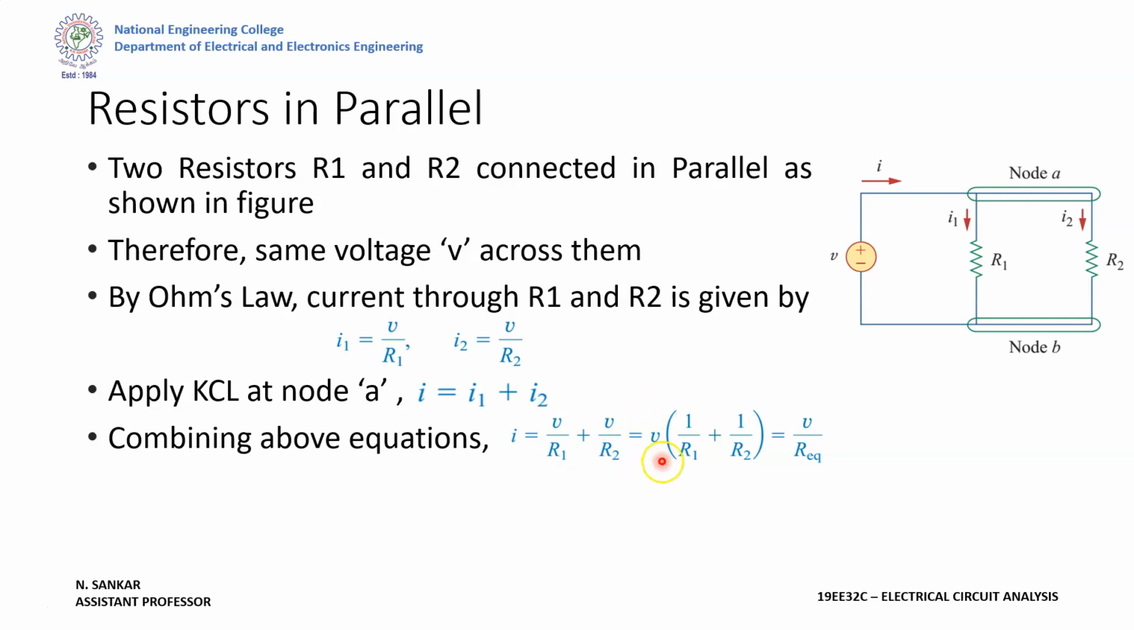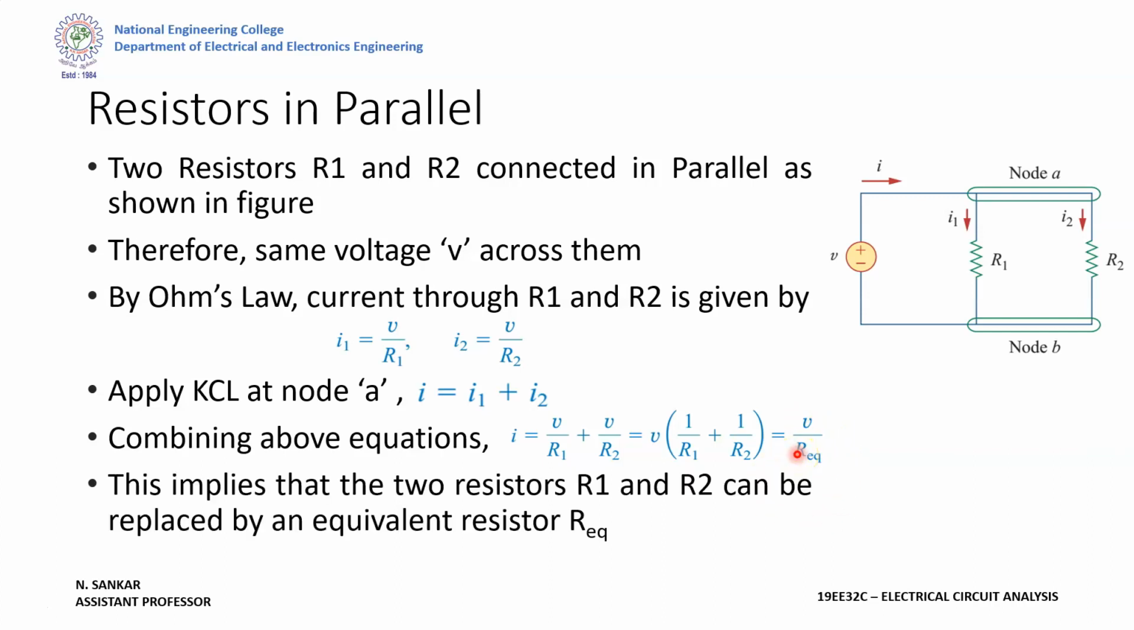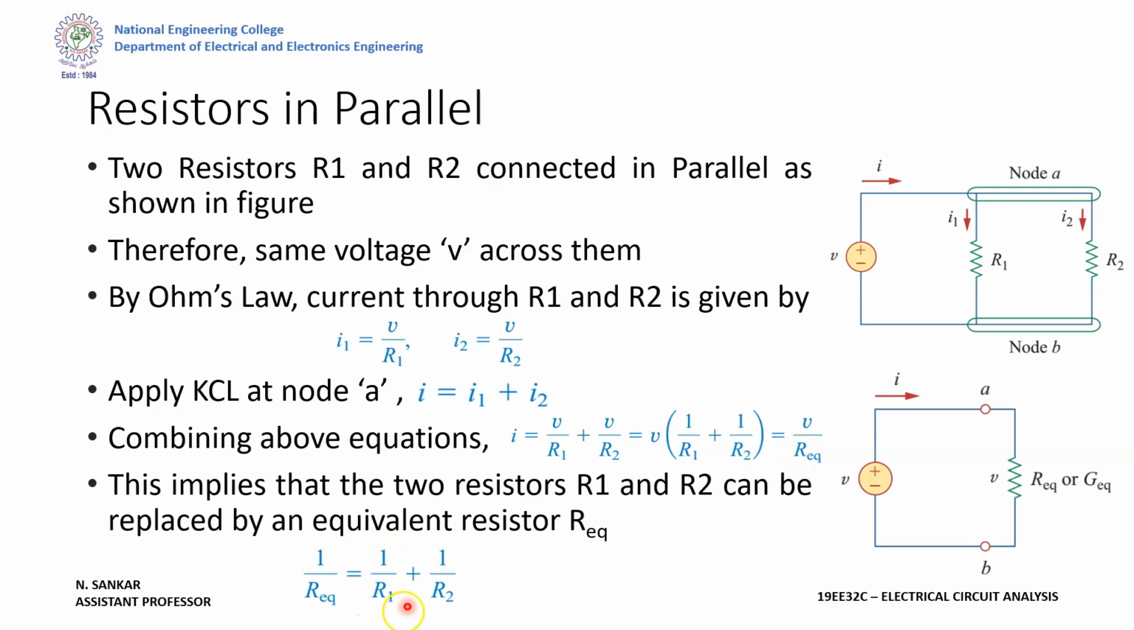Take V as common, which will be equal to V into 1 by R1 plus 1 by R2. So as per Ohm's law, I is equal to V by R, right? So here, instead of R we have taken R equivalent. That is, 1 by R equivalent is equal to 1 by R1 plus 1 by R2.